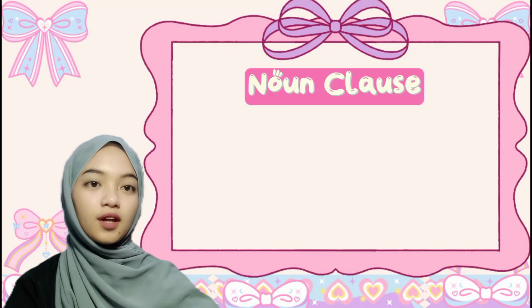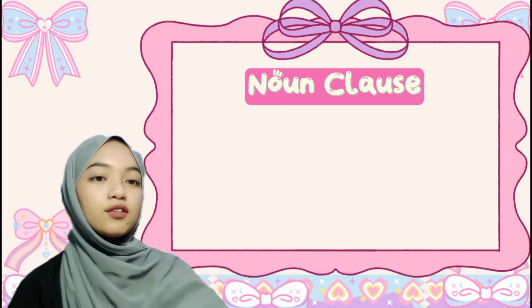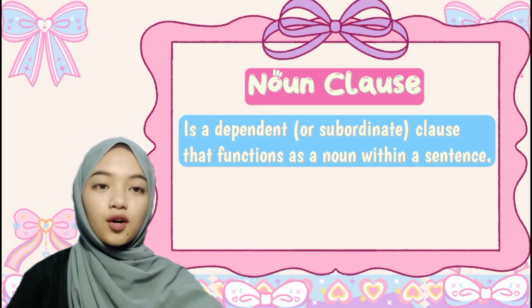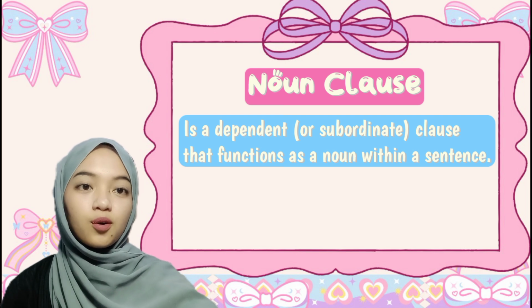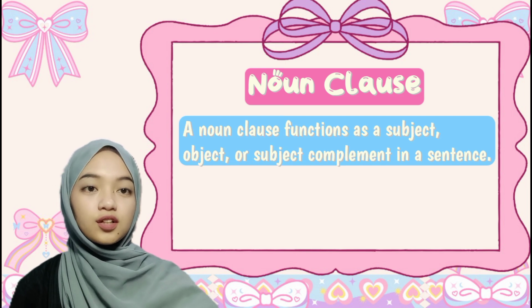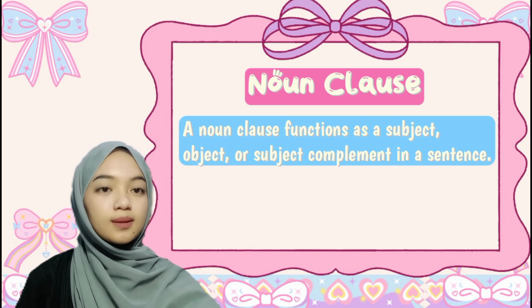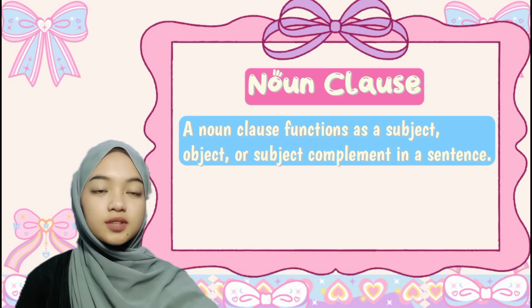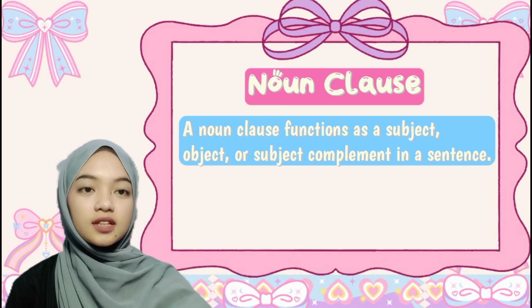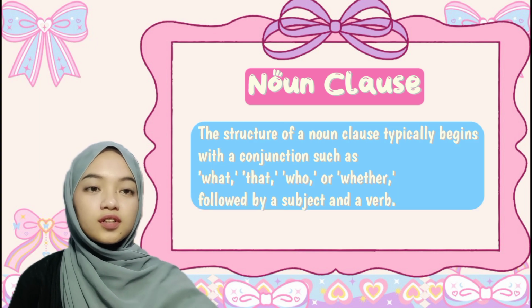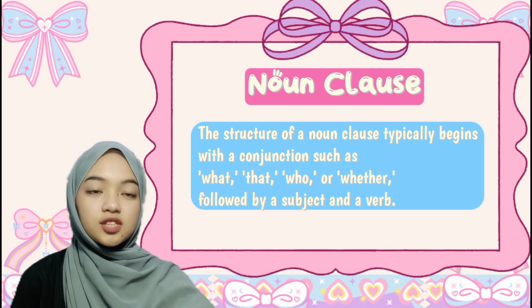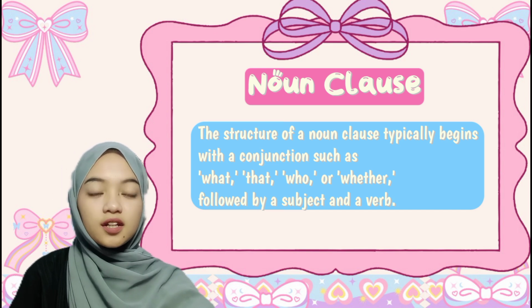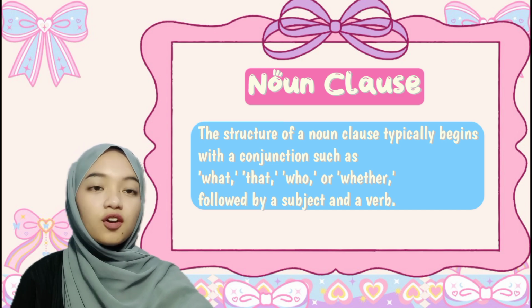Let's start with noun clause. A noun clause is a dependent or subordinating clause that functions as a noun within a sentence. A noun clause functions as a subject, object, or subject complement in a sentence. The structure of a noun clause typically begins with a conjunction such as would, that, who, or whether, followed by a subject and a verb.